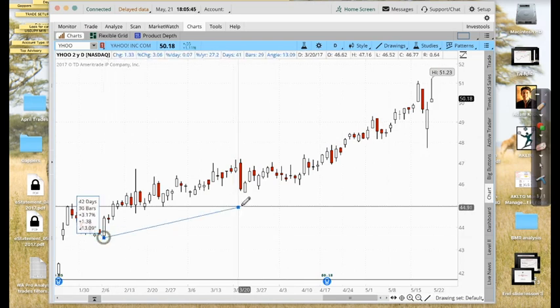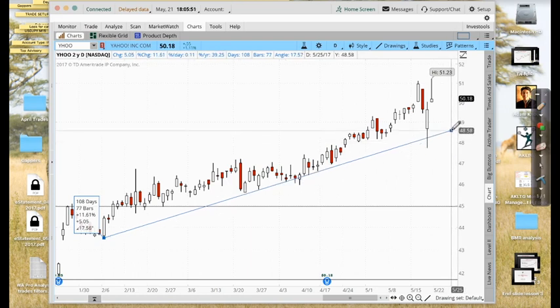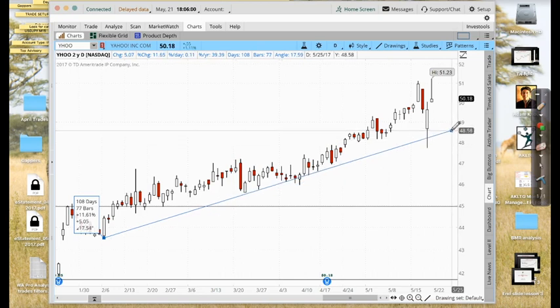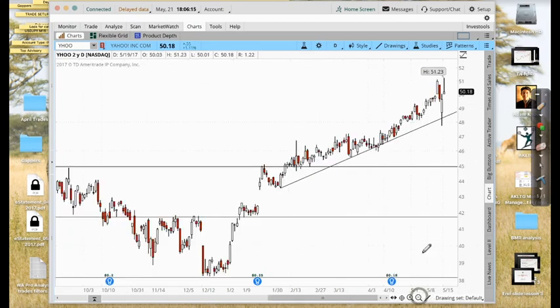So could I connect this, and could I connect it? Sometimes it can be quite subjective, like do I connect it here or here? I would rather connect it here. Why? Because it touches more points: 1, 2, 3, 4, 5, 6. So that is a significant trending support.